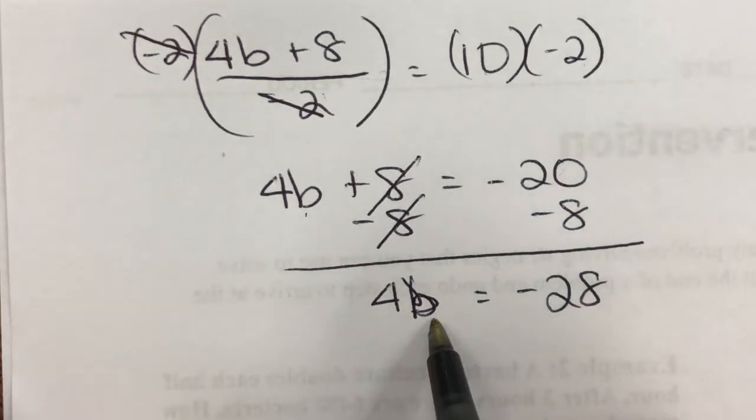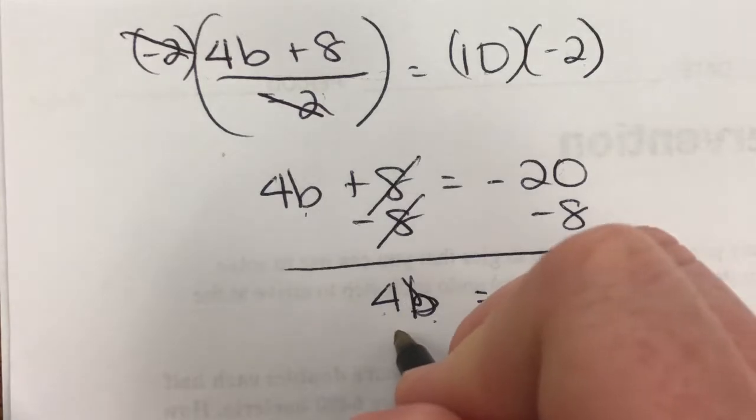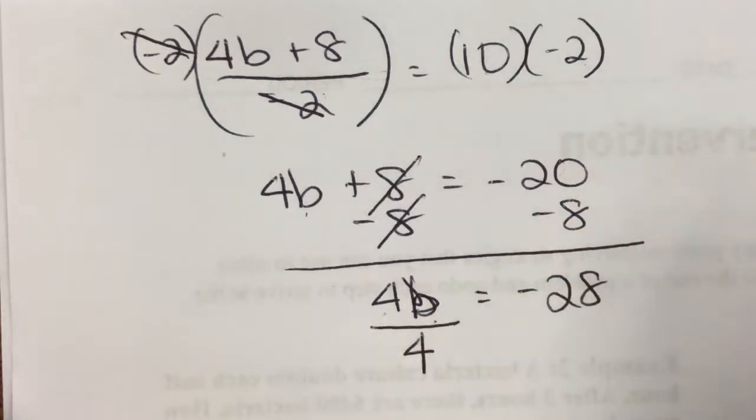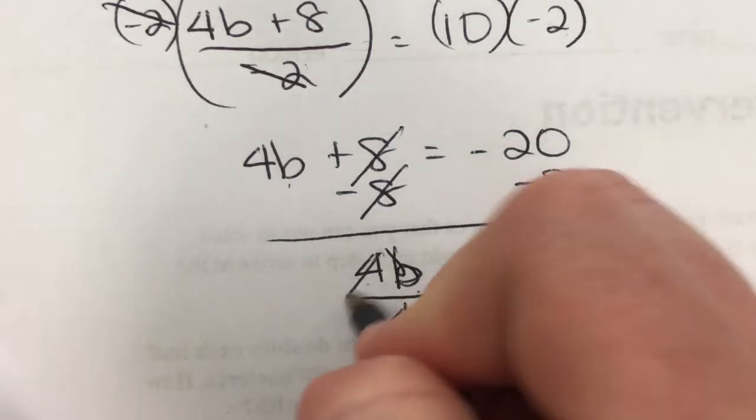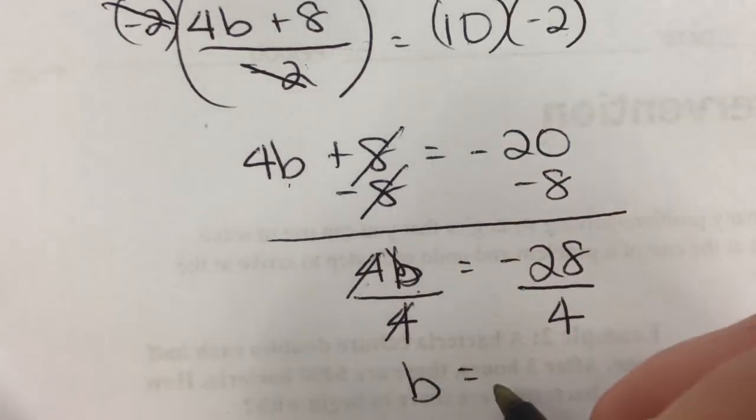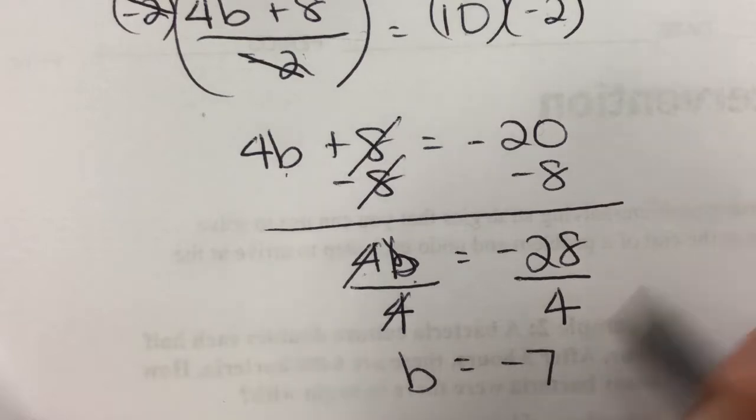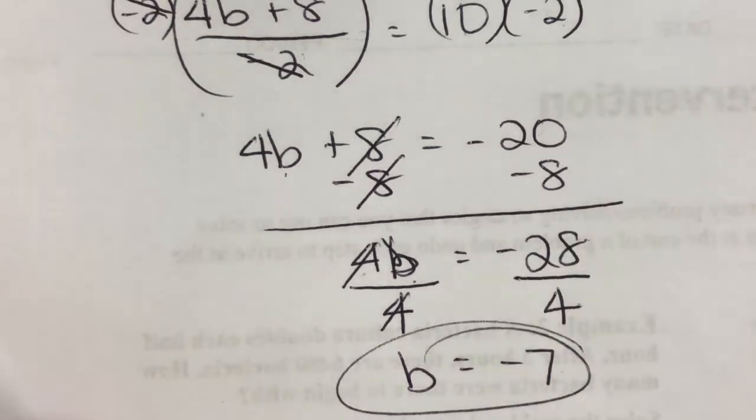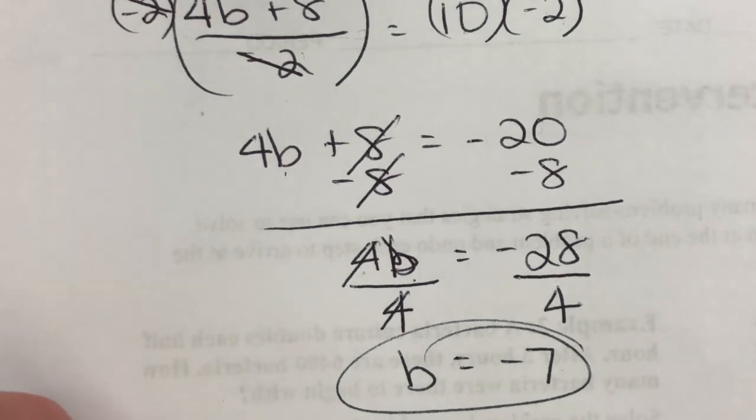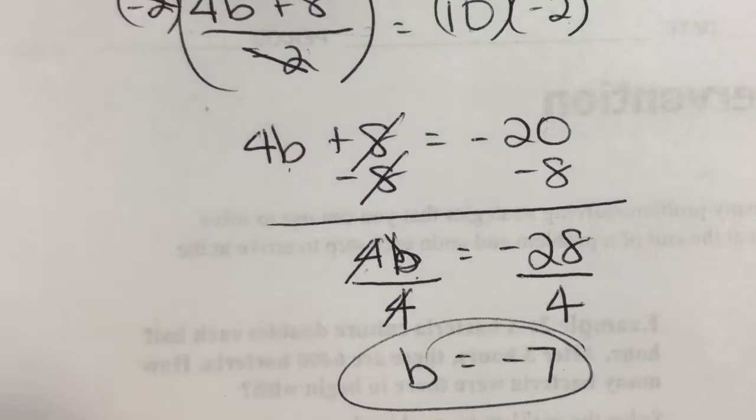And lastly, to get b alone, I need to get rid of the 4. Since it's being multiplied by 4, I'm going to divide by 4. So I have to do the same on this side of the equal sign. 4's go away, and b equals negative 7. Negative divided by a positive is a negative. B equals negative 7.